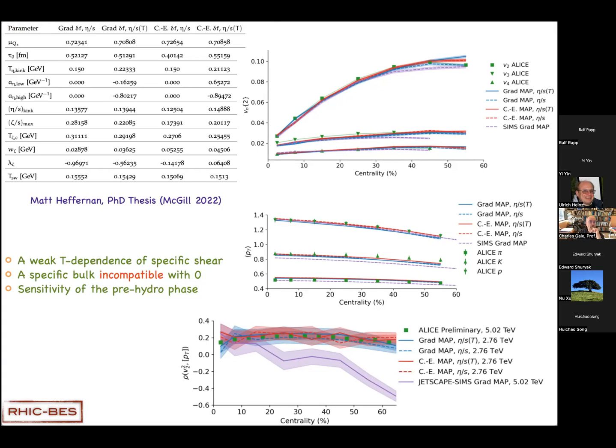So he did two parts of the analysis, assuming that the shear viscosity was flat as a function of temperature, and then with the temperature dependence that you saw. So not a big difference. Just to skip to the end of the story, Matt cannot tell whether the shear viscosity is strongly temperature dependent or if it's flat.